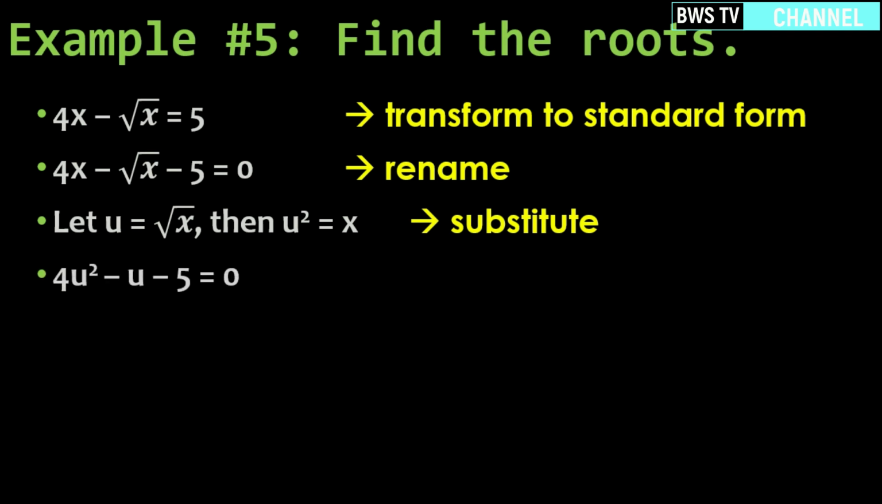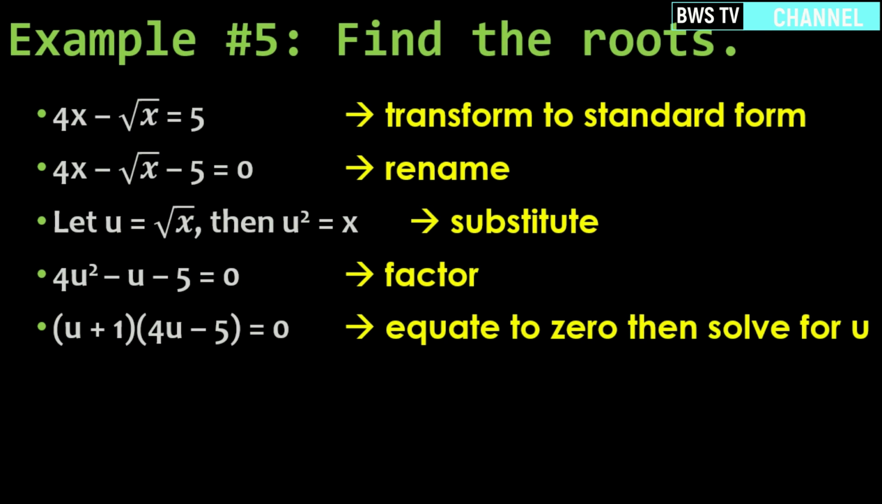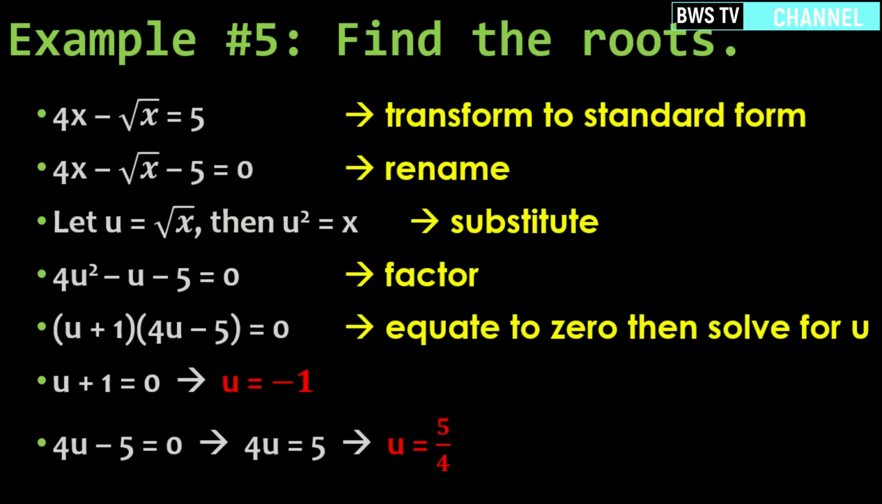So you have there the substitution: 4u squared minus u minus 5 is equal to 0. Then you have to factor. So the factors are u plus 1 times 4u minus 5. Then equate each to 0 and solve for u. The first one, u is equal to negative 1. And the second, u is equal to 5 over 4.